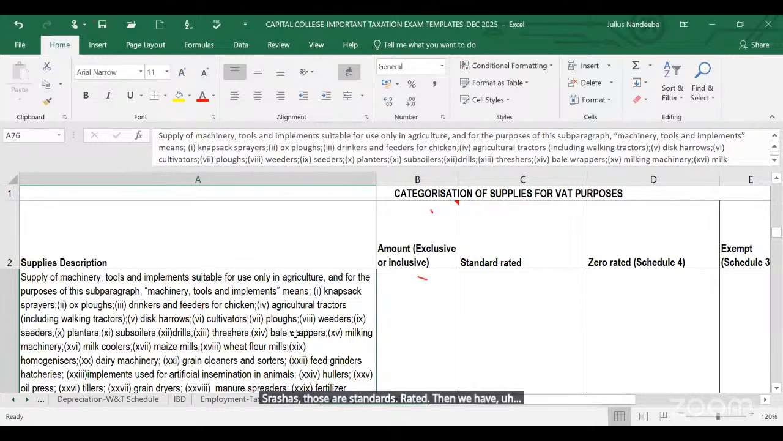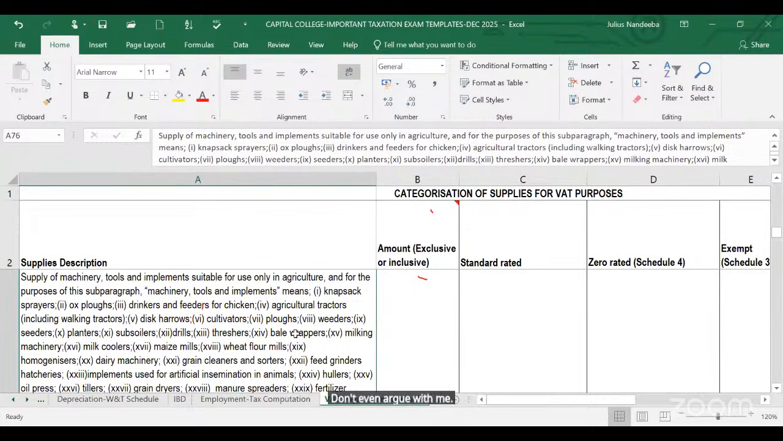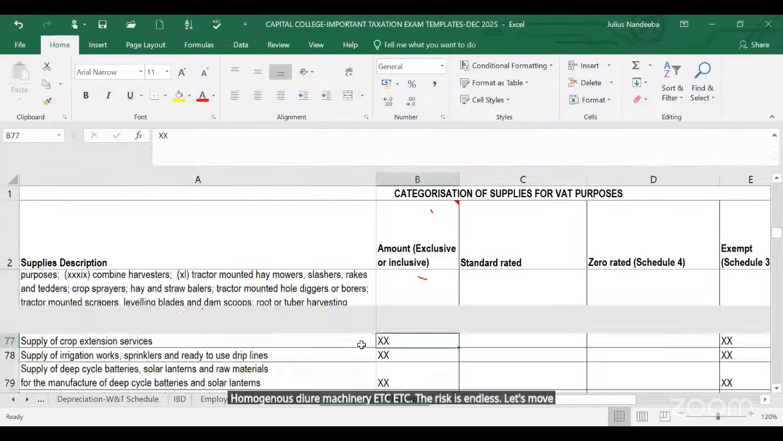Then we have bell wrappers, milking machinery, milk coolers. Of course, you can know anything attached to milk will be exempt. Don't even argue with me. So maize millers, wheat flour millers, homogeneous, dairy machinery, etc., etc. The list is endless. Let's move to the next item.